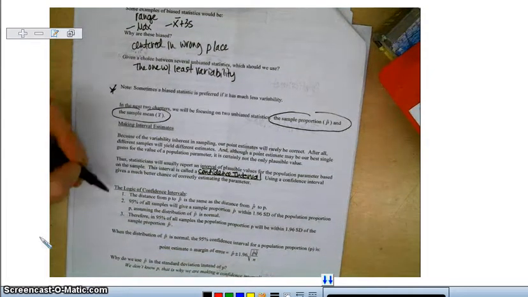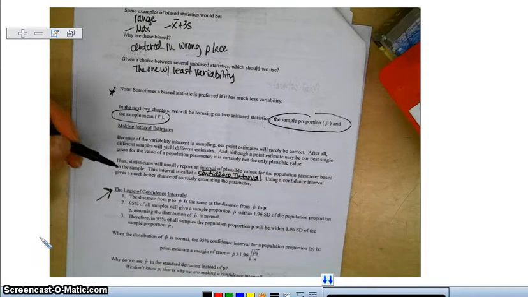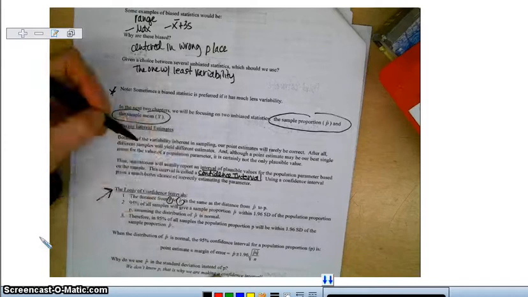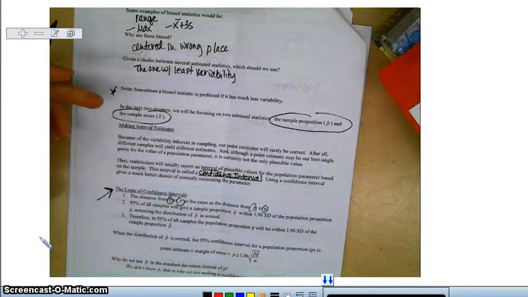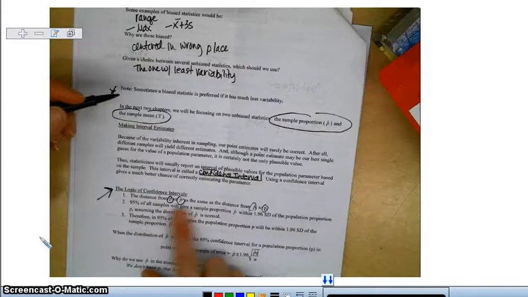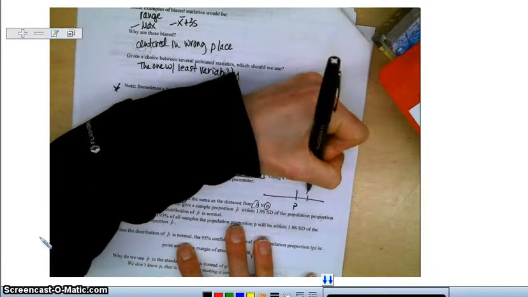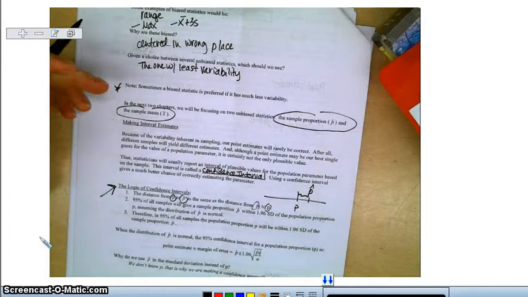So, the logic of confidence intervals, a little bit. They're saying the distance from P to P hat is the same as the distance from P hat to P. Well, what's the difference between P hat and P? P hat is my sample value, P is the true value. So it's saying the distance is the same. Here's P, the true proportion, here's P hat. The distance between those two is the same either way you look at it.